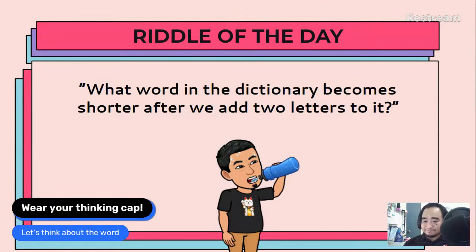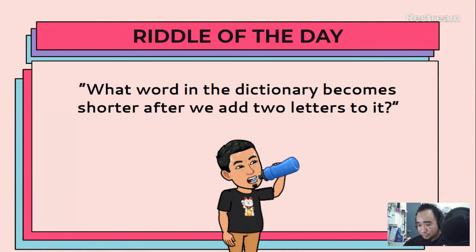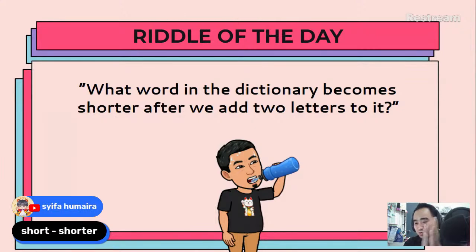So let's think about the word. So thank you to Shifa Humaira. Congratulations. Woohoo! The answer is short, because when you add 2 more letters, it becomes shorter. Perkataan tu jadi physically longer, but the meaning becomes shorter than short. Okay, so congratulations. You can claim the prize later.